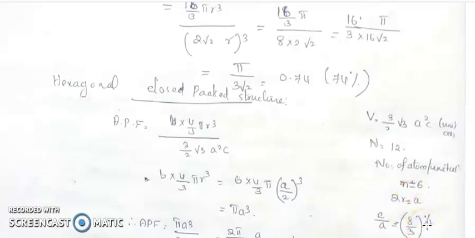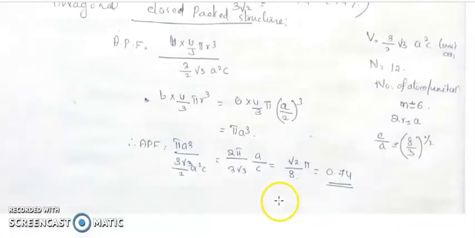So in this case, the atomic packing factor is 6 into 4 by 3 pi r cube divided by, then here you have to substitute the volume directly. You can substitute the volume here: 3 by 2 root 3 a square c. The APF is obtained as pi a cube divided by 3 root 3 by 2 a square c, and it is also found to be 0.74.